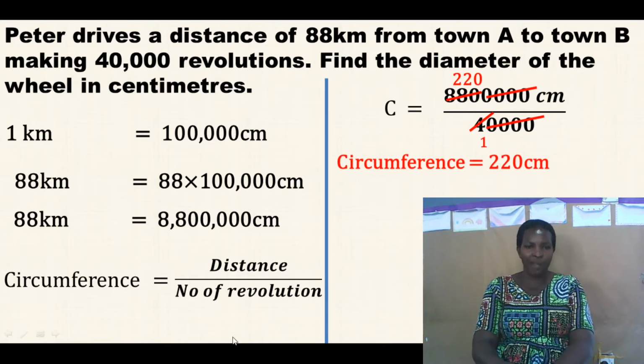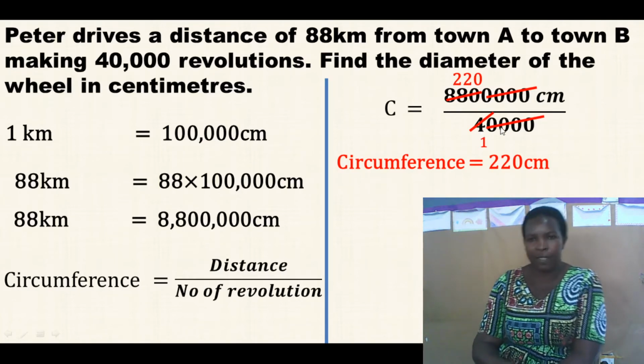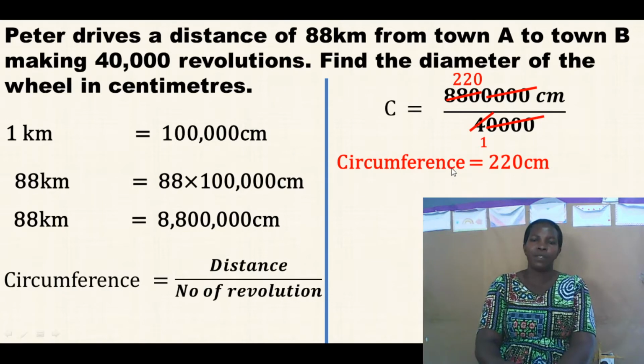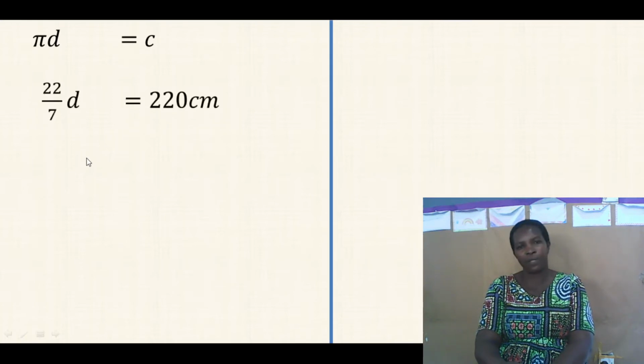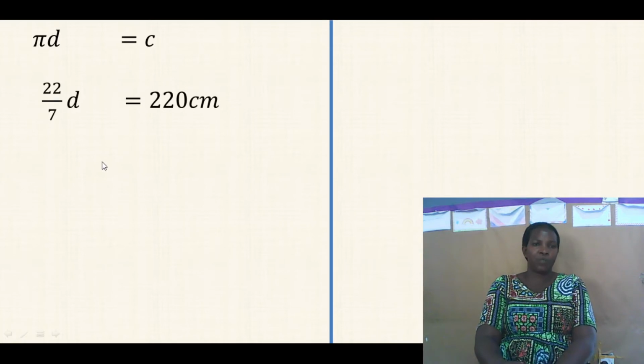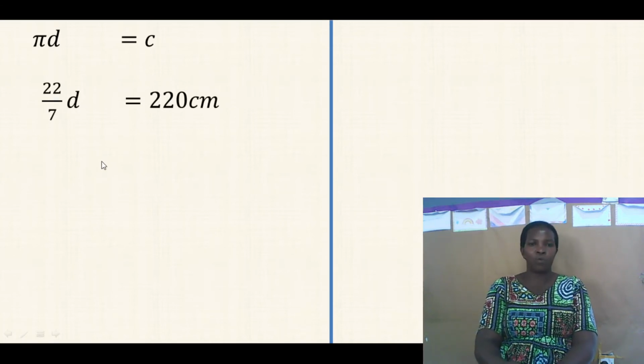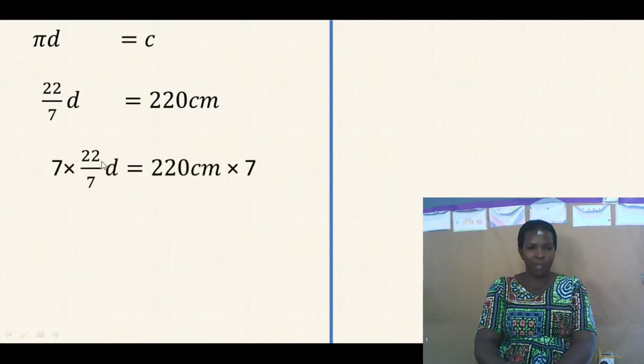Now, having got the circumference using the formula, the question requires us to look for the diameter, but in centimeters. My dear boys and girls, who can remind us of the formula? Yes, good. Someone has said pi d equals circumference, which is excellent. Next step, what do we do, boys and girls? Good. Someone is telling me that we should carry out the substitution.